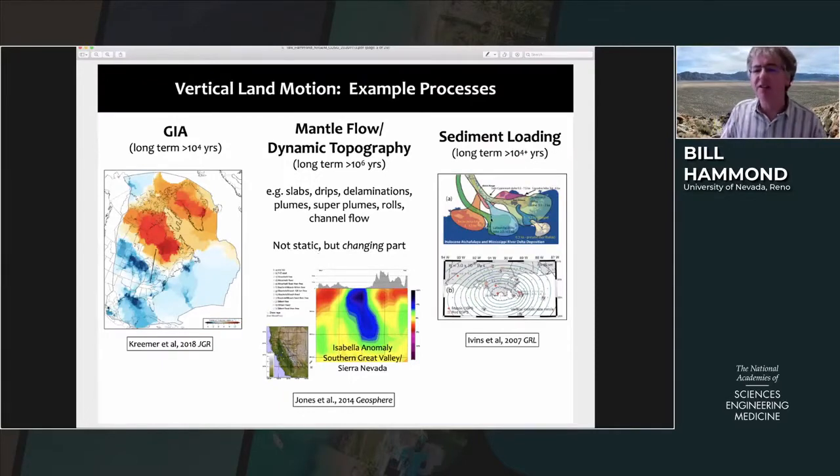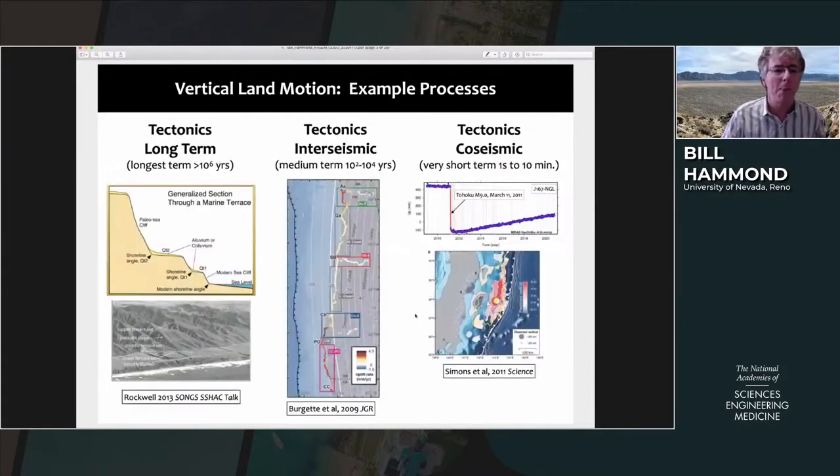And then we have other things on Earth that move mass around the surface, such as sediment loading, which is also another long-term process, which can involve viscous relaxation of the mantle. Potentially in this example, there's subsidence in the Gulf Coast on the order of several millimeters per year associated with a process like this.